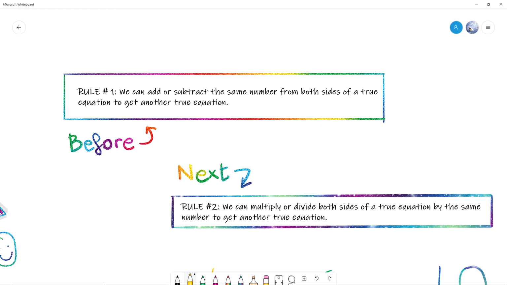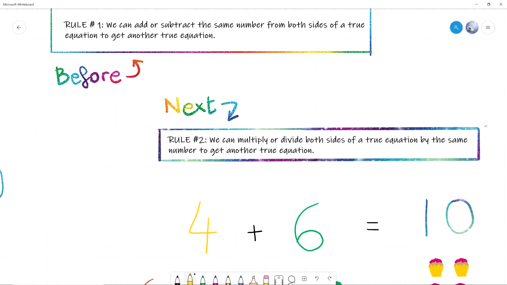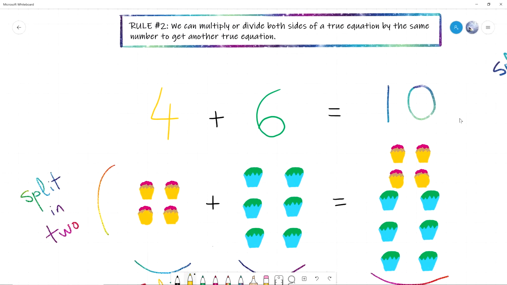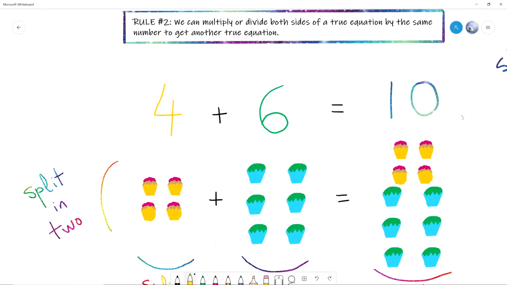Very good. All right, so let's see an example of that in action. Here we drew a bunch of cupcakes. Suppose we have 4 cupcakes plus 6 cupcakes, which is 10 cupcakes. There are 4 vanilla cupcakes, 6 mint cupcakes, and that gives me 10 cupcakes. And what we're going to do is split these cupcakes between Natalie and Julia.